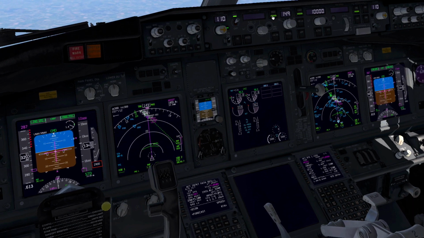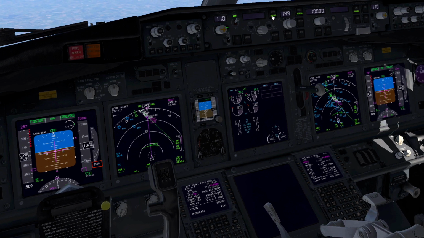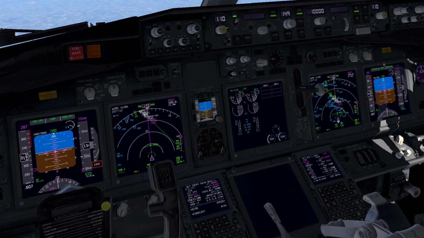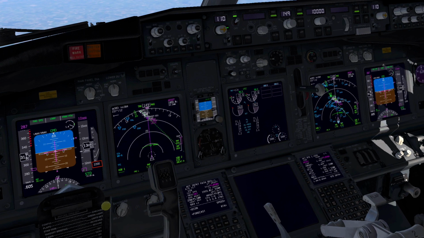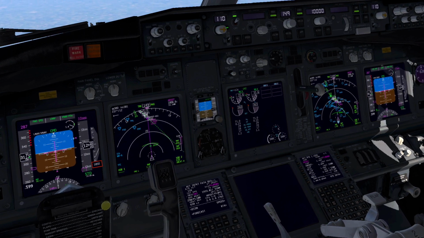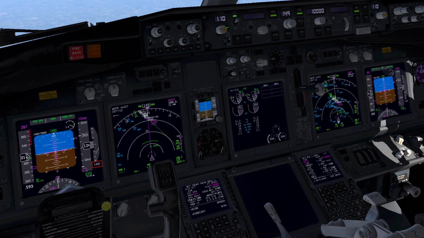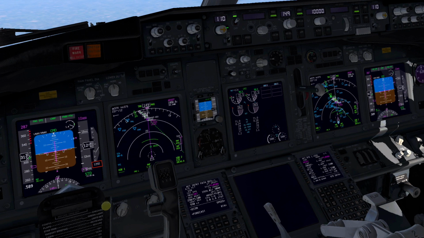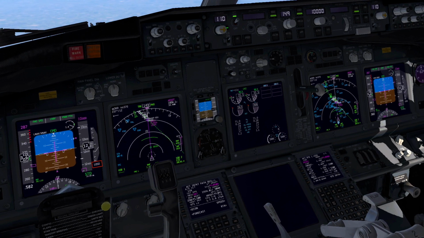Basically, VNAV is realizing that it's below the path. So what it's gonna do is going to try to level off until it captures the path. But while not actually level off, it will maintain a 1000 feet per minute descent. So that 1000 feet per minute descent will keep a constant descent and will give us the decrease in airspeed that we want.